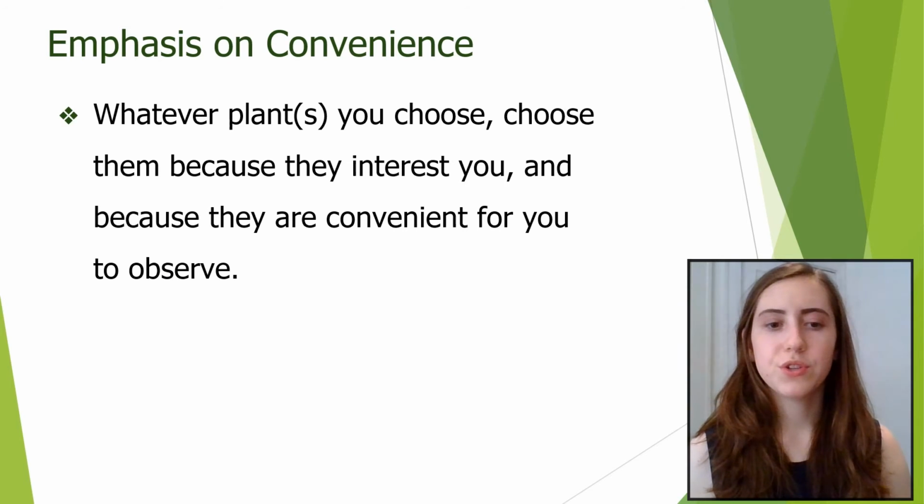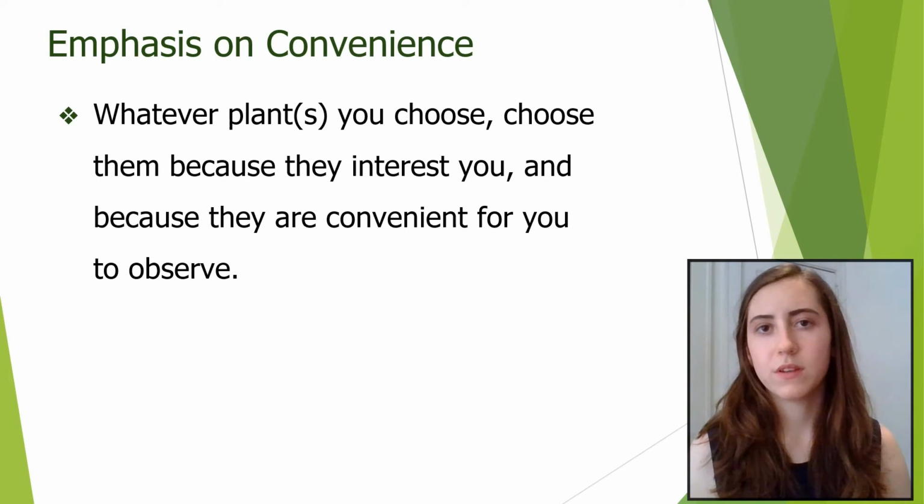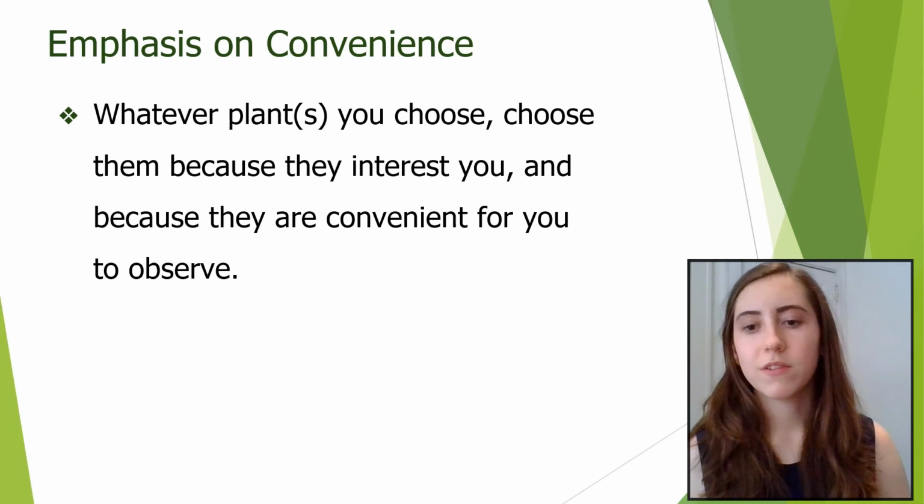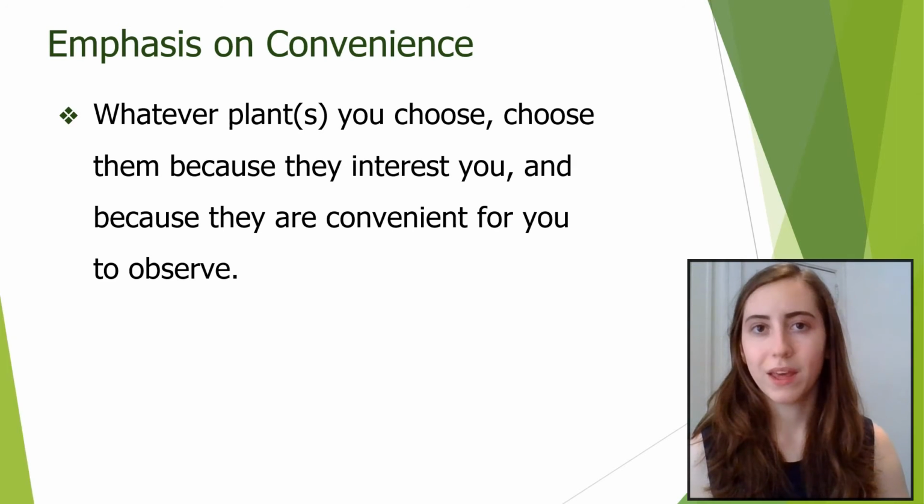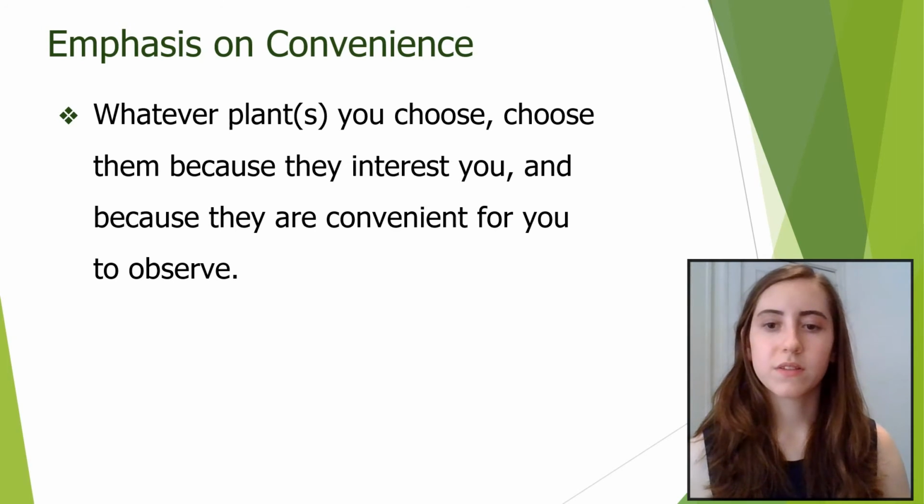Also, be sure to choose plants that have personal interest to you and/or are convenient for you to observe. For example, do you have a common sunflower growing in your garden 5 feet away? Then choose that plant. It's on the Nature's Notebook list, has an interesting appearance, and is close to where you are.